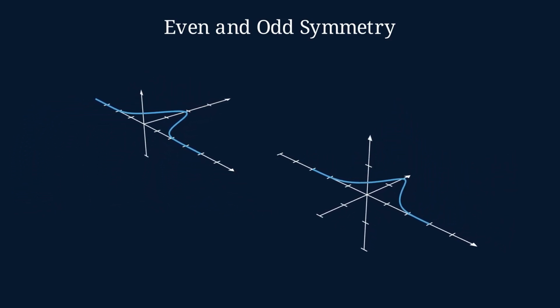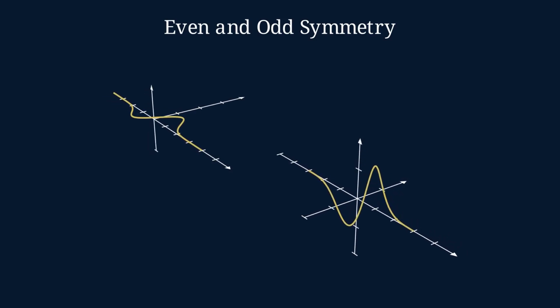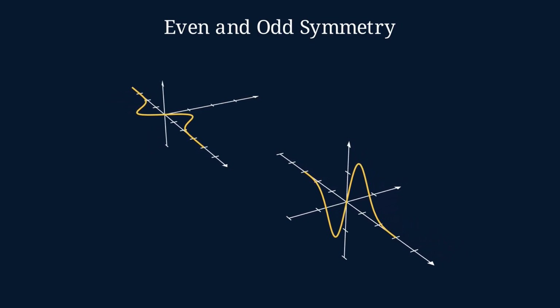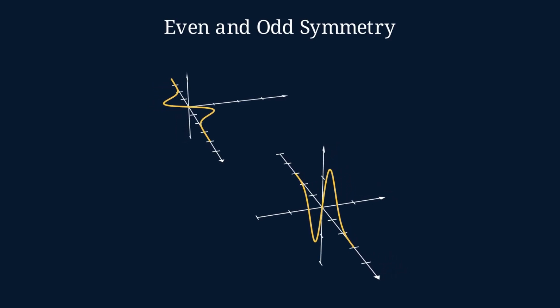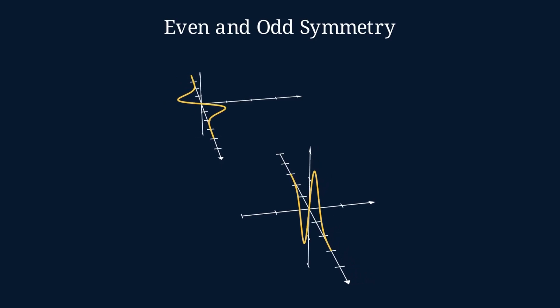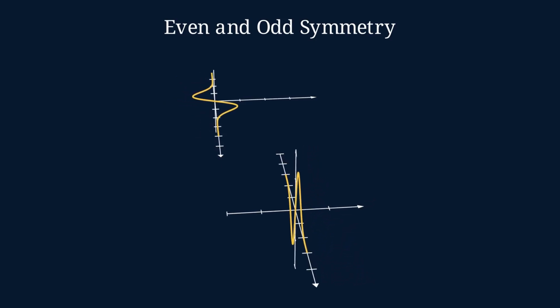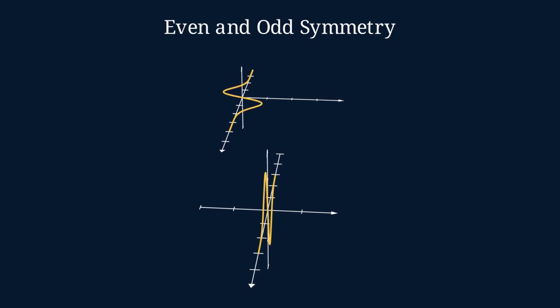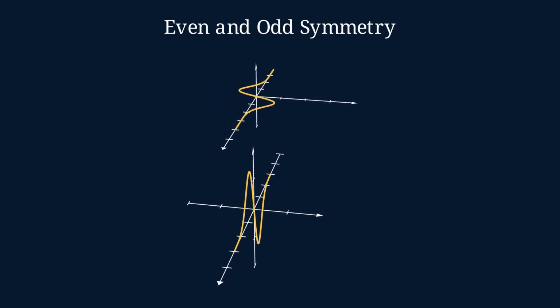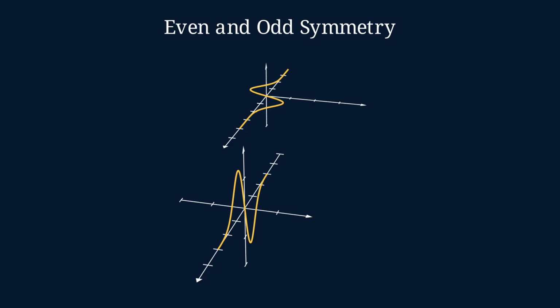Now we introduce an odd component, creating an antisymmetric signal. Observe how the spectrum transitions from purely real to purely imaginary. Even signals produce real spectra, while odd signals produce imaginary spectra. This reveals a deep connection between symmetry in time and structure in frequency. These properties are fundamental for understanding signal decomposition.